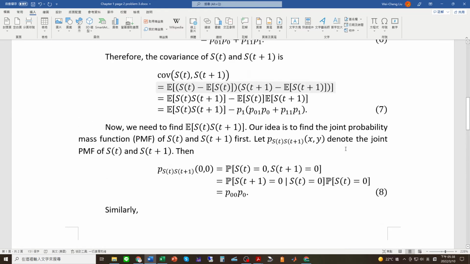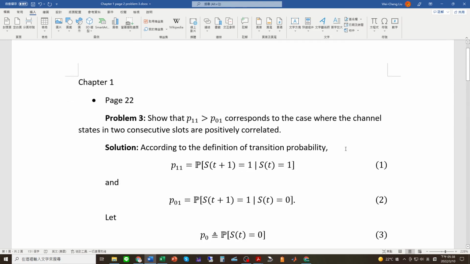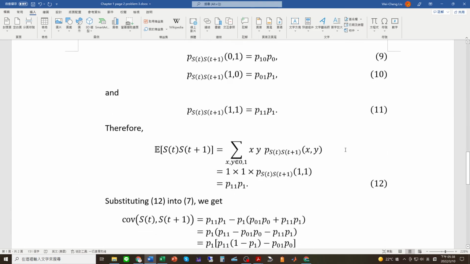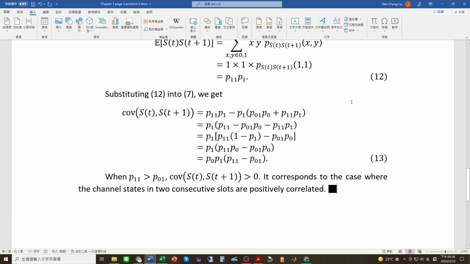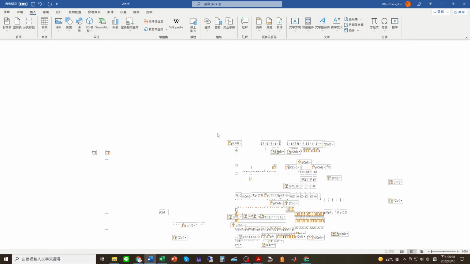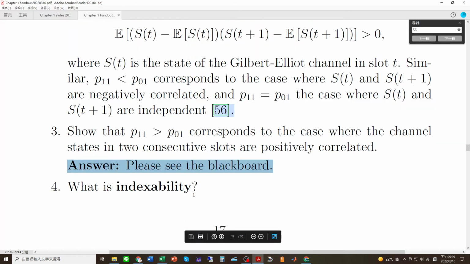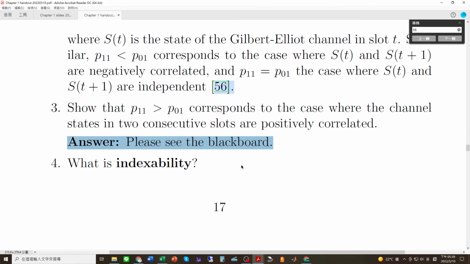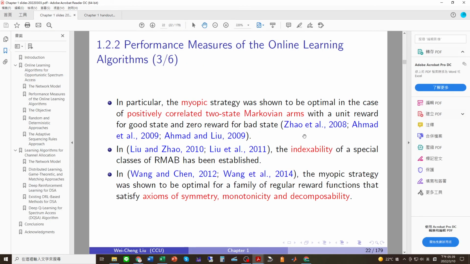Do you have any problem or any questions? If you do not have any questions, let's go back to the handout. So we have shown that P11 greater than P01 corresponds to the case where the channel states in two consecutive slots are positively correlated. Next we are going to go back to the slides.